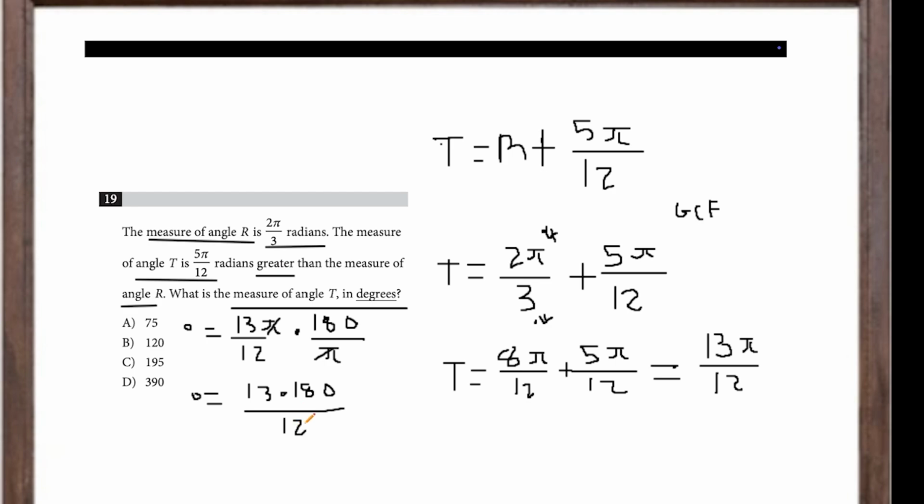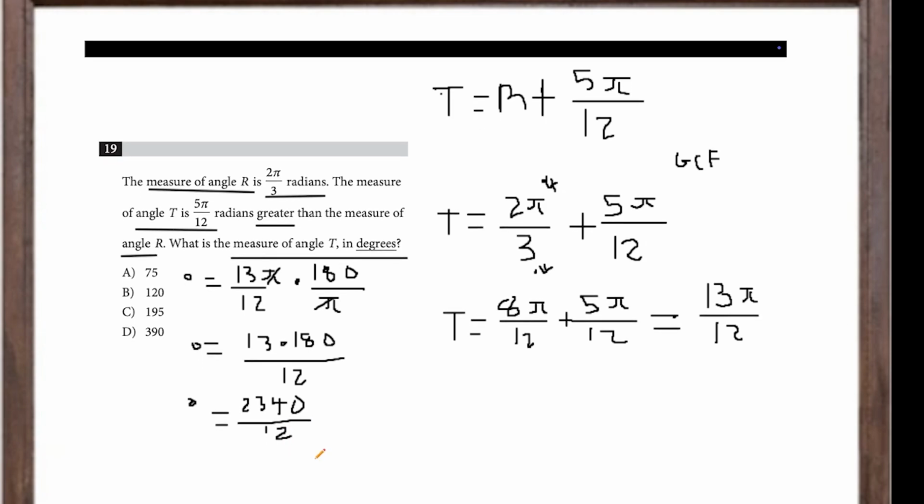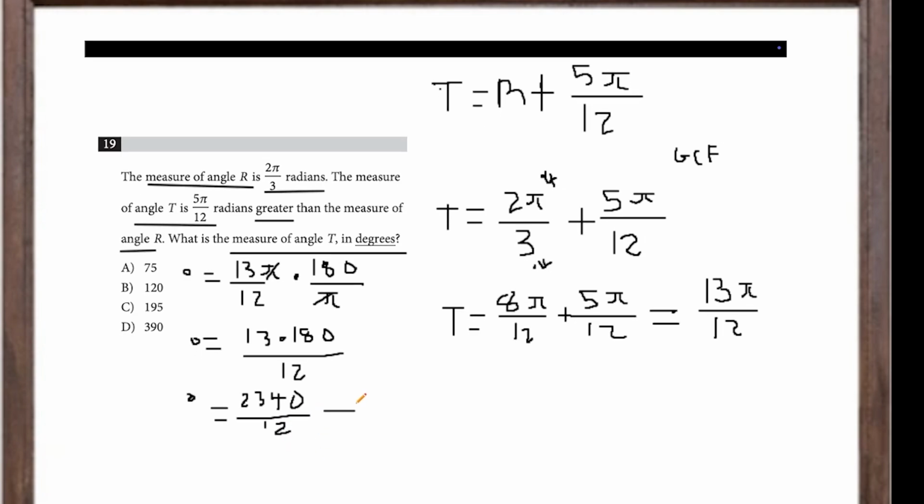And now we simplify even further. So now, once we've simplified, we have 2340 divided by 12 is equal to our degrees. Simplify even further, our degrees is equal to 195. Therefore, our answer is C. Pretty simple question.